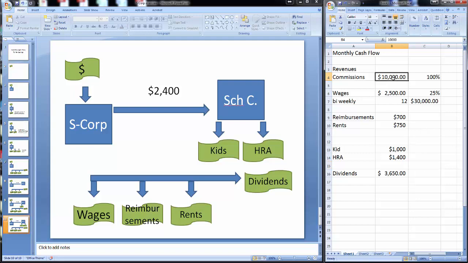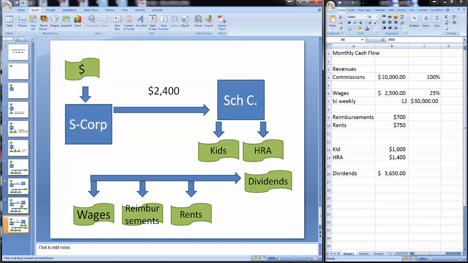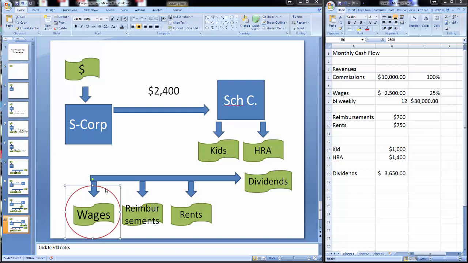So of course, make sure the commissions are flowing into the S corporation. Your commissions are 100%. What are your wages? Your wages should be about 25% of this. So if your commissions are 10,000, your wages should be about 2,500. How do the wages get paid? The wages get paid with a payroll company, ADP, Paychex, Gusto, one of those guys.